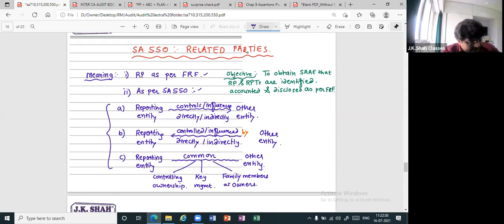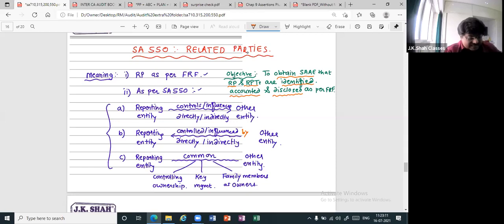Lastly, what is the objective of the auditor of this standard? Very simple. The objective is to obtain an understanding regarding two things, related parties and related party transactions, in which you have to check three things: whether they are identified by the management or not, whether they are accounted for by the management properly or not, and whether they are disclosed by the management or not as per the FRF. Now, if you remember a bit of accounting standard 18, in AS 18 it was there that all related parties and related party transactions have to be disclosed separately by the management.